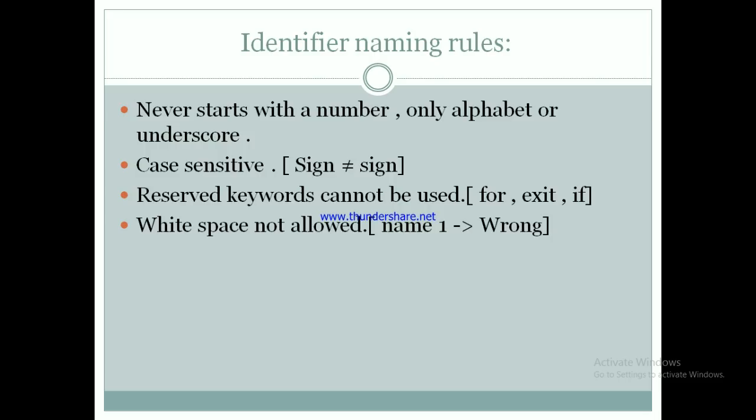Secondly, it is case sensitive. The C language is case sensitive, like a capital S and a small s are treated differently. Also, reserved keywords cannot be used. For example, for, exit, if, these words already have a predefined meaning for the C compiler. These cannot be used as identifier names. Fourth, white space is not allowed. Like there cannot be space in between a name. A line cannot be used as an identifier name.